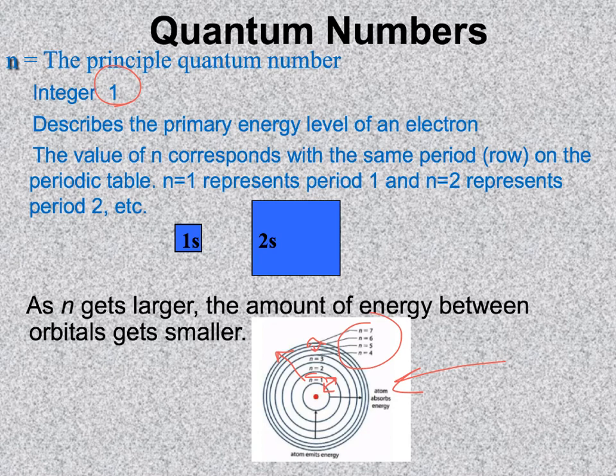piece of information to tuck in your brain, because let's say you were asked to compare the energy released when an electron moves from n equals 3 to n equals 2 to the energy released when an electron moves from energy level 6 to energy level 5. Which of these transitions would release more energy? I'm hoping you said the transition from 3 to 2, because the gap between energy levels 3 and 2 is larger than the gap between energy levels 6 and 5.